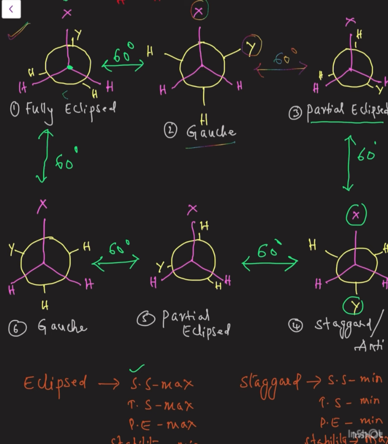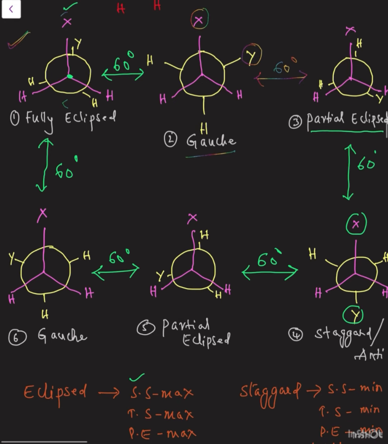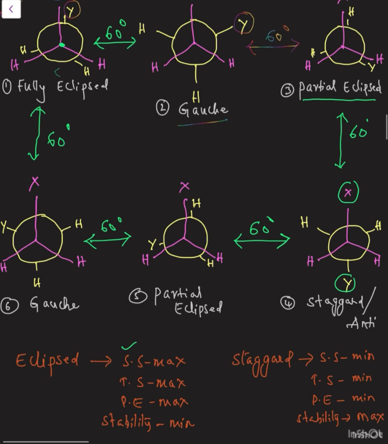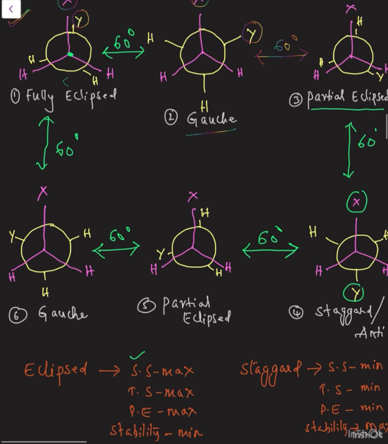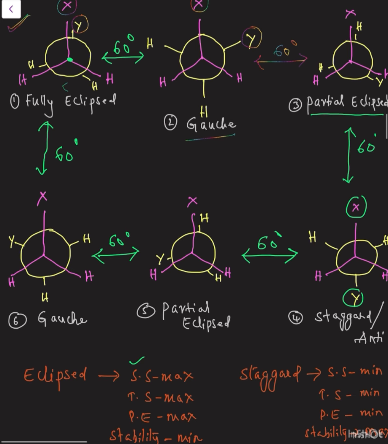See here, steric strain is maximum. Why is steric strain maximum? Because the groups X and Y are both close to each other. Between those two groups steric strain is present. Why is steric strain present? Because the atoms are close. When bulky groups are close, there is repulsion between the bulky groups, there is a strain existing.